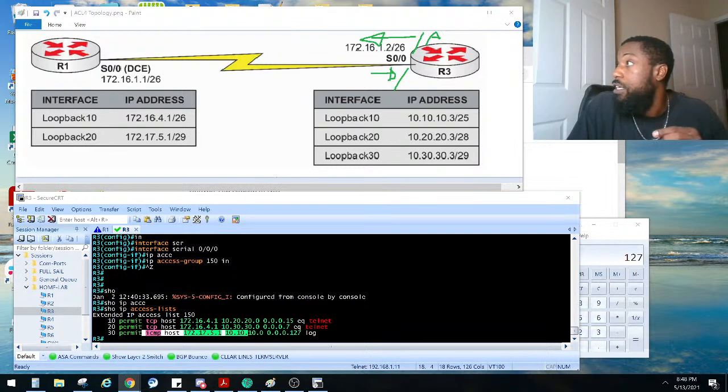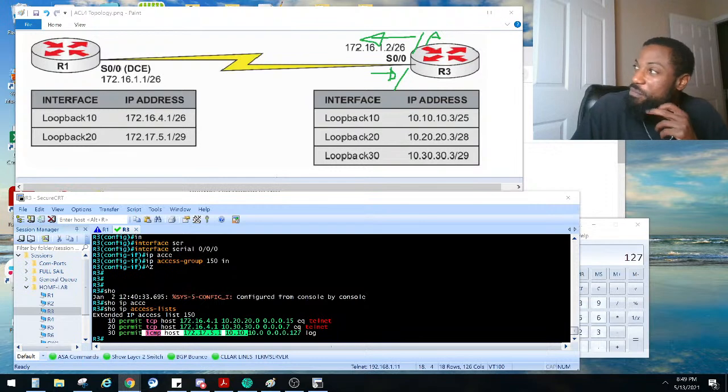Let me see. No, 240, the least significant bit is 16. So wildcard equals available IPs. You've got to know the available IPs, and I don't think I've got that memorized. I see what you're saying, though.